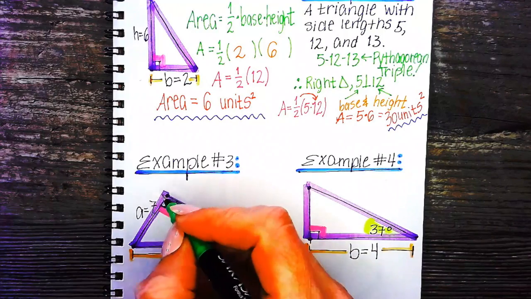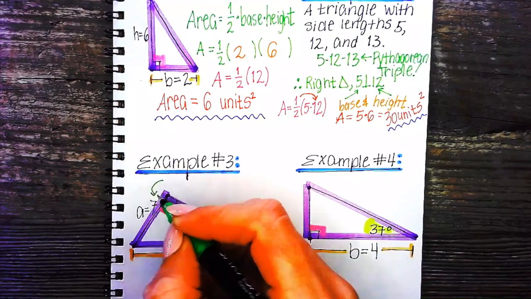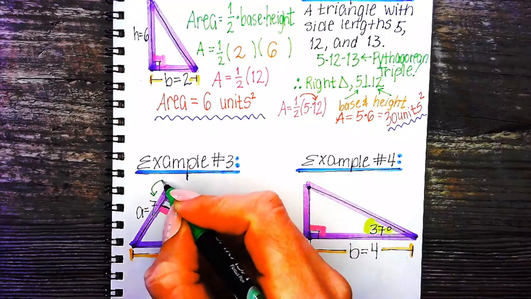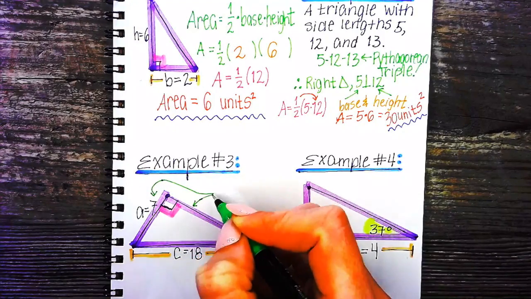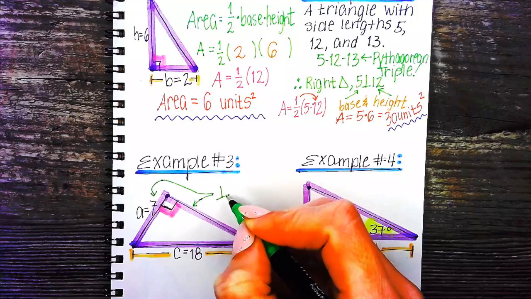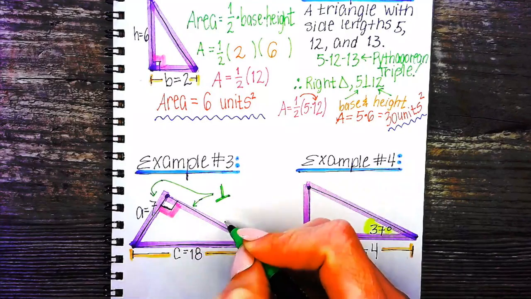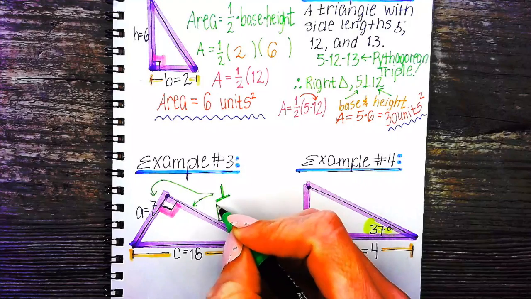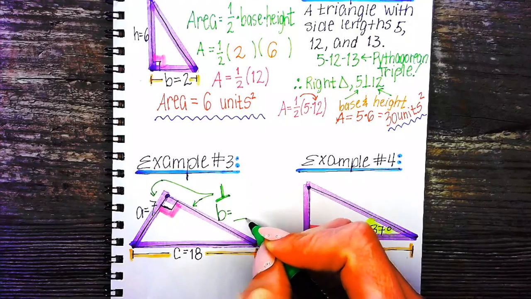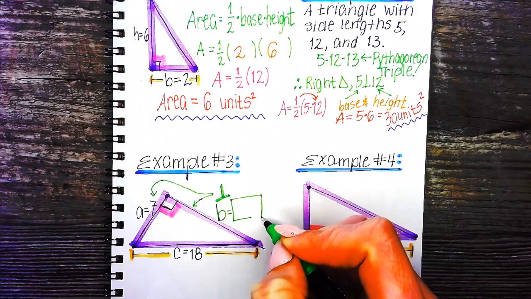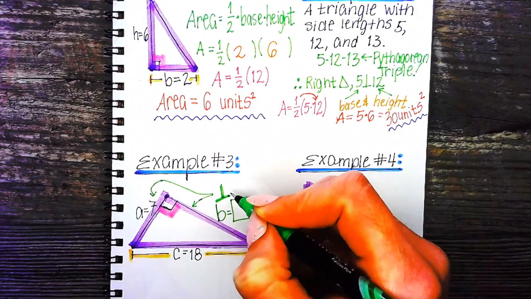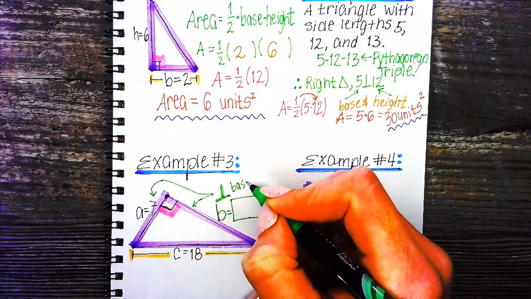Let's get started on example 3. Example 3 is another right triangle, so we can still implement our good old reliable area equals 1/2 base times height. Base and height are always perpendicular to each other, so I'm realizing I'm missing one of those lengths. Fortunately for us, we have a right triangle, and to find one missing side of a right triangle is not really that big of a deal.